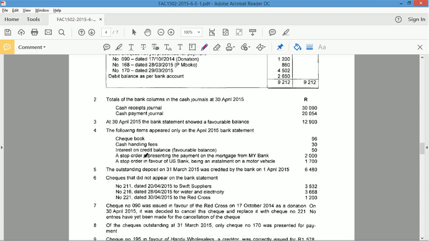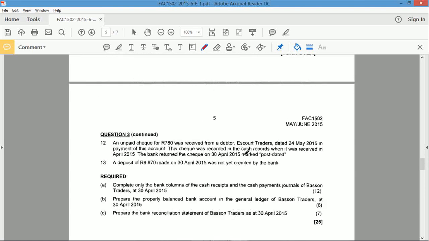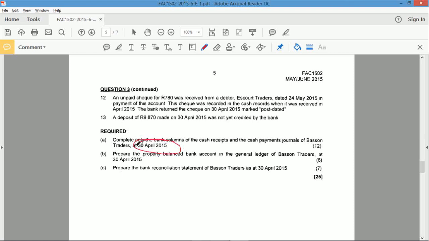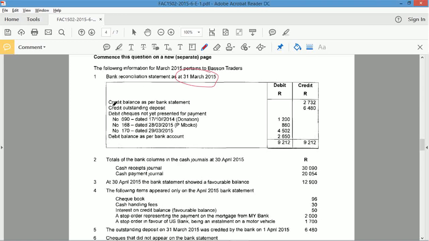Let's go have a look at the first bits. Point number 1, bank recon as at 31st March 2015. Obviously, we're doing a bank reconciliation for 30 April 2015. Here we've got March. So March would have been last month's bank recon. We need to confirm if all of these amounts have gone through. We need to check the outstanding credit. We need to check the payments that haven't gone through in the past, and we need to check if they've gone through this particular month.